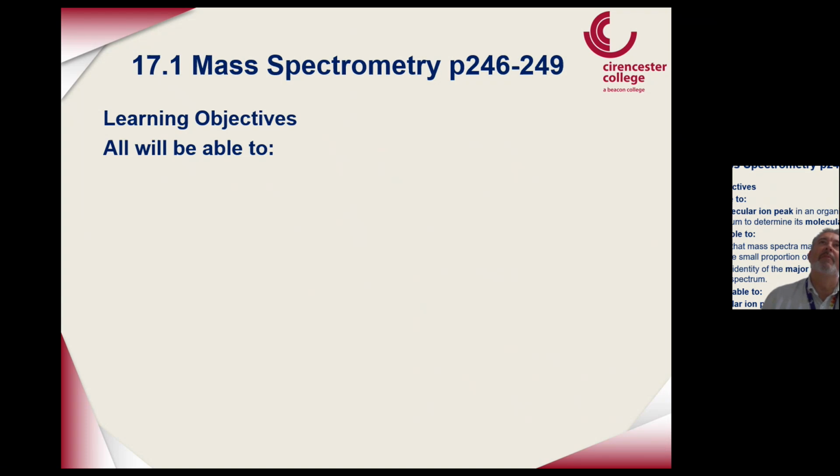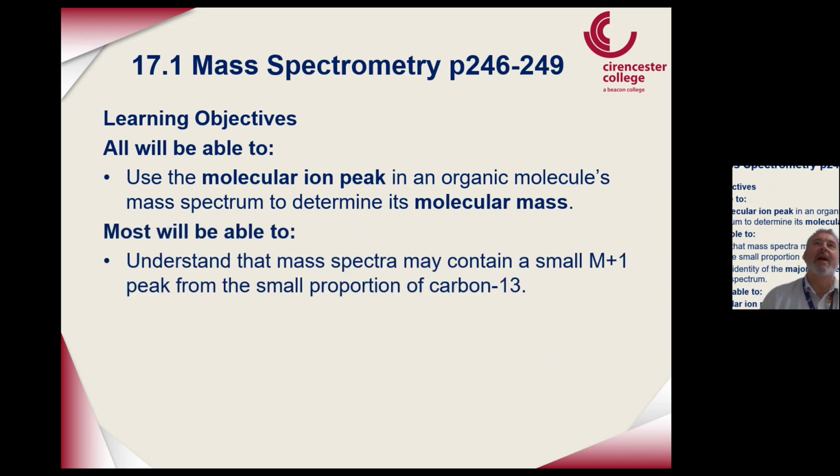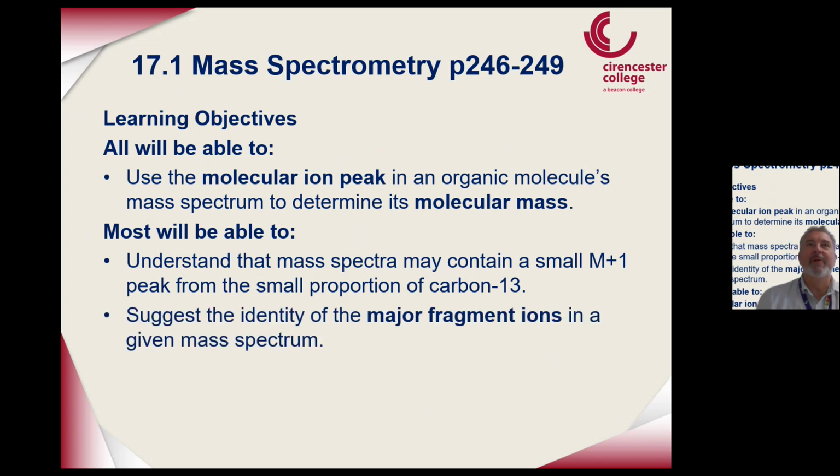Okay, so we're going to look at mass spectroscopy. So we will consider the concept of the molecular ion peak, which enables us to work out its mass. We will understand that there may be a small extra peak just past the molecular ion peak, which could be because of carbon-13. And we will look at fragment ions now in mass spec.